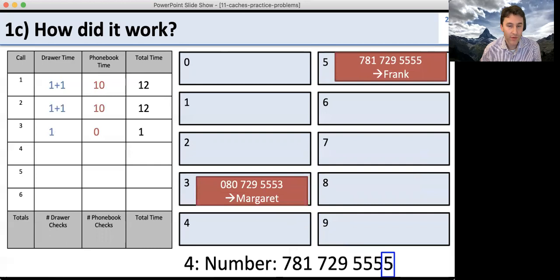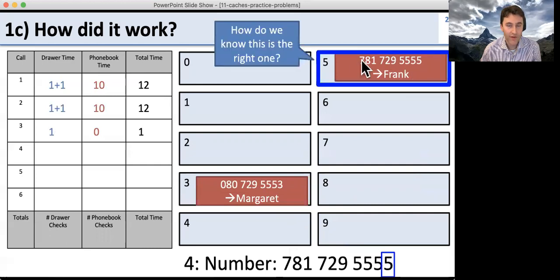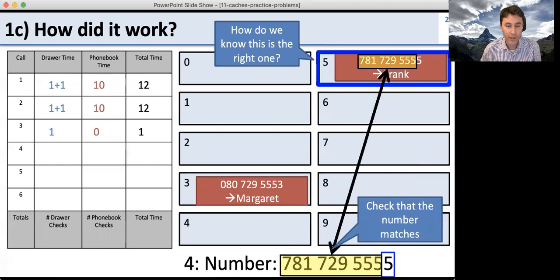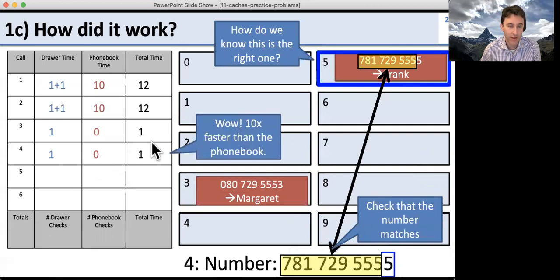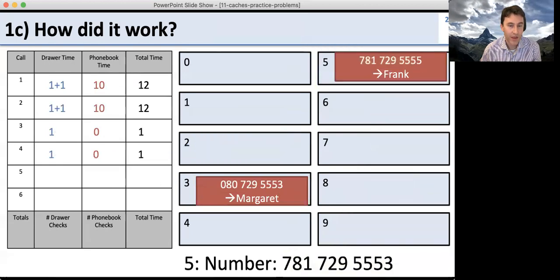Here comes our next number. We go to drawer 5 and look in it. How do we know if it's the right one? We check the rest of the number. So we say, hey, these two numbers do match. Great. So it's the same thing. We're going much faster again. Now we get another number.